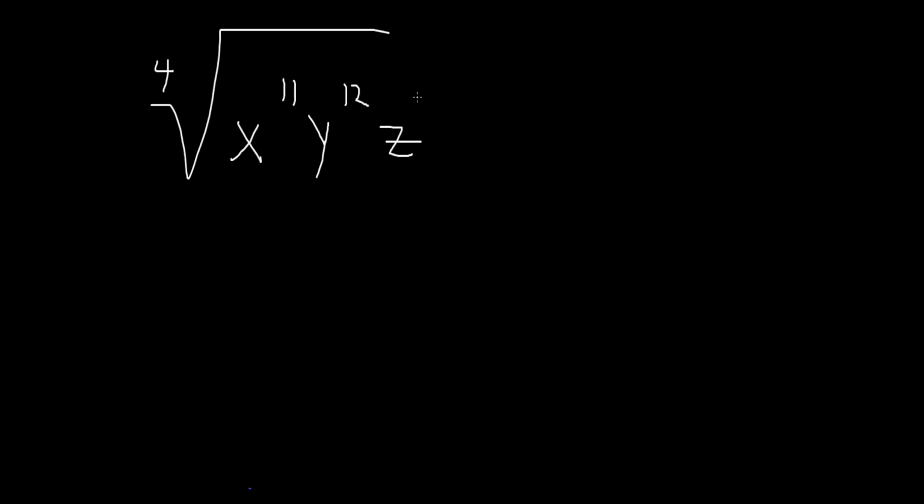So let's do white. So gotta get the marker. Okay, so let's say we have 4th power, and let's say we have x to the 11th, y to the 12th, and z to the 13th again. Okay, so this time, what we're gonna do is write these as fractions. We're going to write every single one of these as a fraction. So every single one of these is going to have a fraction for its power.